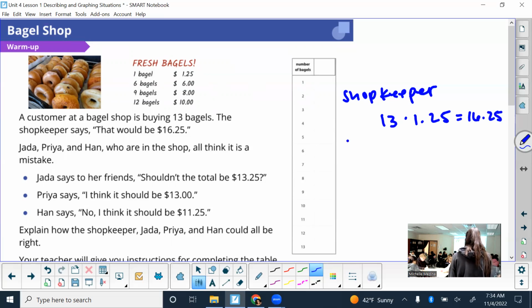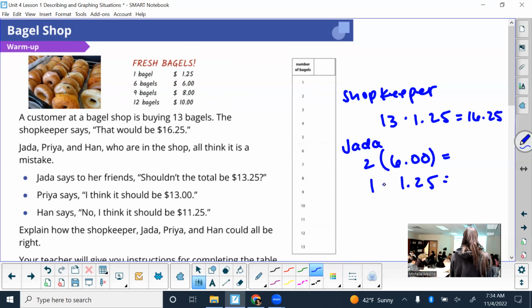Good. How could Jada be right? Riley? She's thinking of ordering 2 of the 6 bagels and the 1 bagel. Okay, so 2 6-piece bagels, I guess you could say. And then what was the other one? Just the 1 bagel. Okay, so 1 times the 1.25, which gives you 12, hold on. Which then once you add that together, you get 13.25, which is what Jada said.